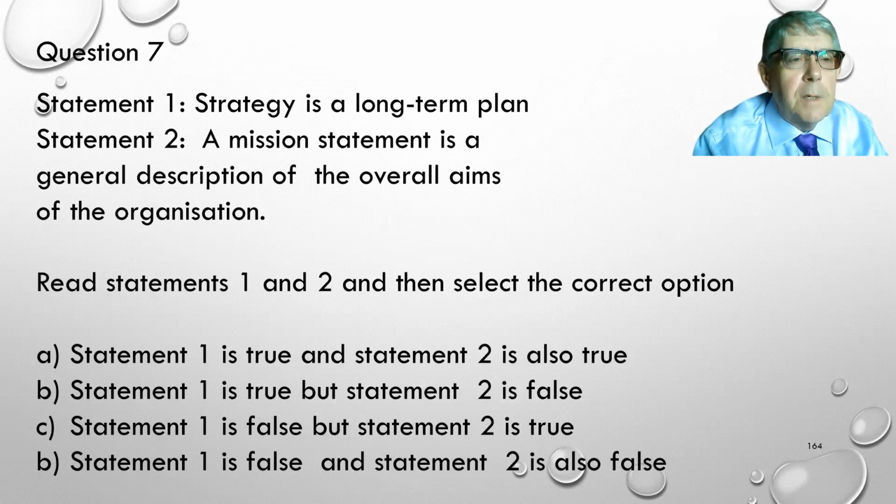Question 7. Statement 1. Strategy is a long-term plan. Statement 2. A mission statement is a general description of the overall aims of the organisation. Read statements 1 and 2 and then select the correct option.